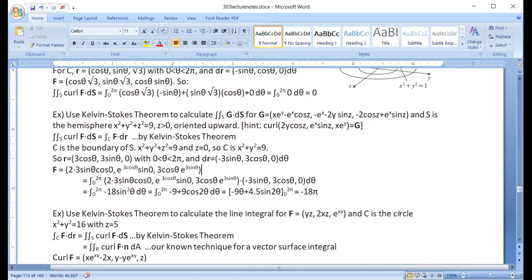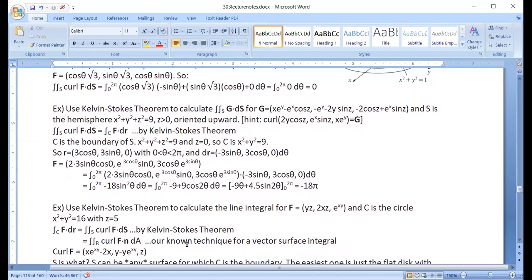So now let's go ahead and try to do this. First we're going to need the curl of f, and then we're going to need the normal vector. So curl of f, if you calculate it, you get x e to the xy minus 2x, then y minus y e to the xy, comma z. Now that does not look any better, but just wait. Next, we need to calculate the normal vector.